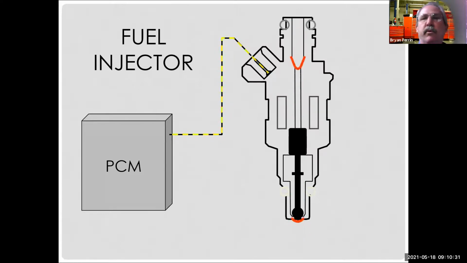The only difference really between your starter solenoid and these solenoids is the starter solenoid has two sets of windings, a pull-in winding and a hold-in winding. These all only have one set of windings.